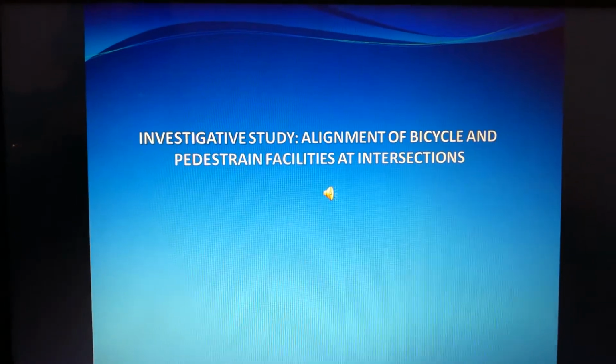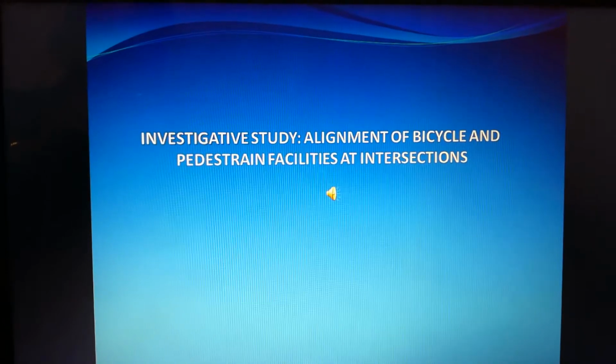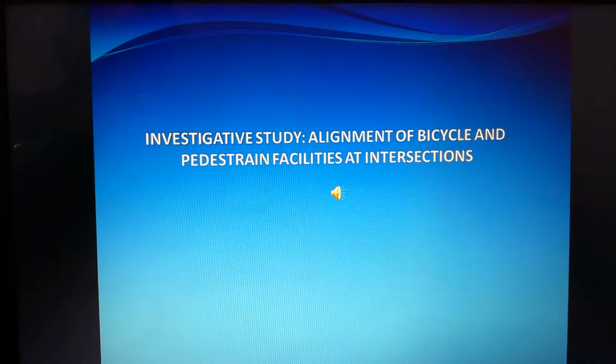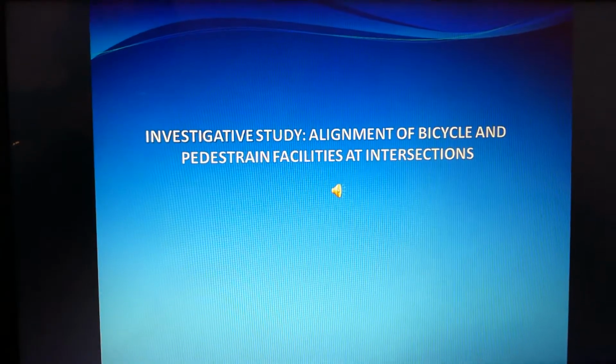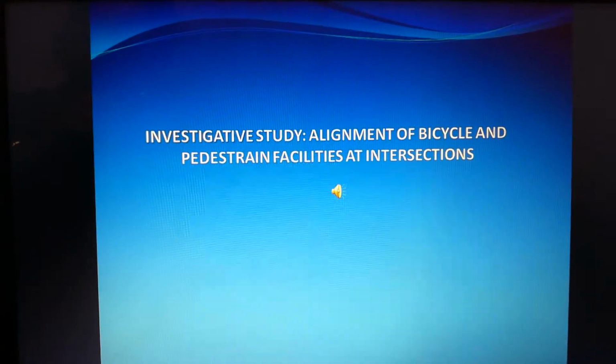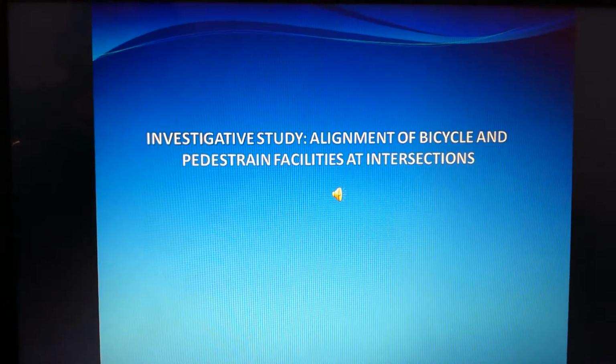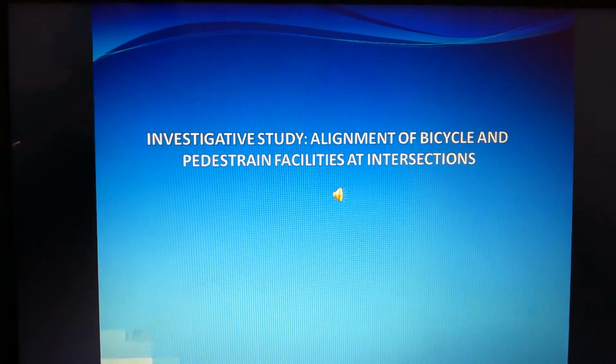I am a civil engineering BTech student specializing in urban engineering at the Nelson Mandela University. As part of the geometric design course, I am required to undertake an investigative study on the alignment of bicycle and pedestrian facilities at intersections.